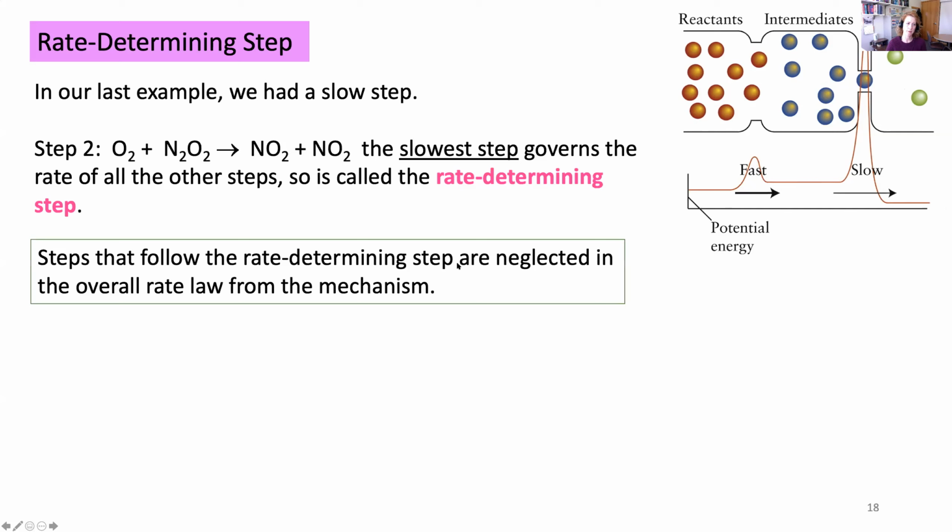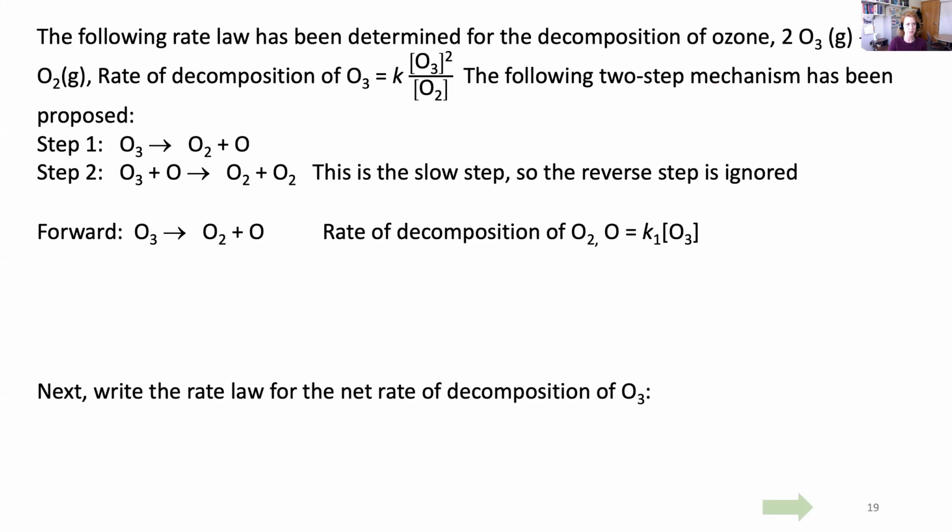So any steps that come after this very, very slow, energy-intensive step are not going to be included in the mechanism. So you just kind of rule them out as needed. So this did not animate in well. So here's an example.